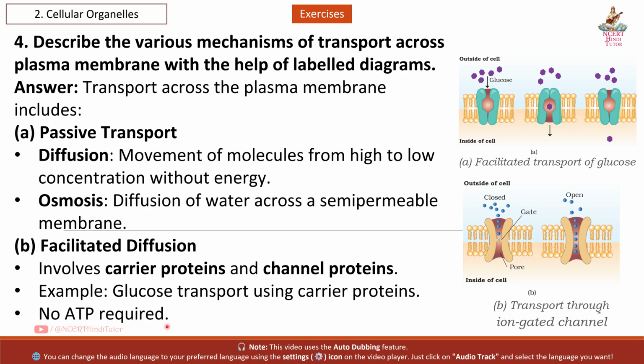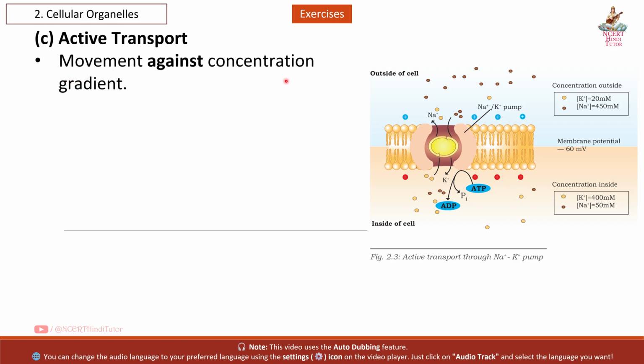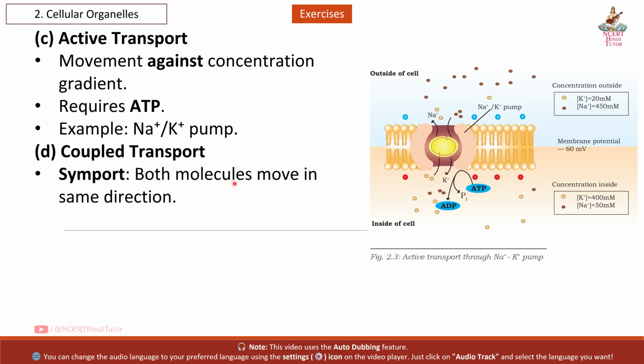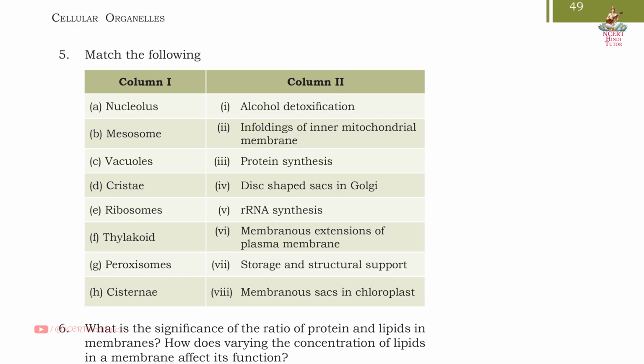No ATP required. C. Active transport. Movement against concentration gradient requires ATP. Example, sodium positive, potassium positive pump. D. Coupled transport. Symport. Both molecules move in same direction. Antiport. Molecules move in opposite directions. Uniport. Single molecule transport.